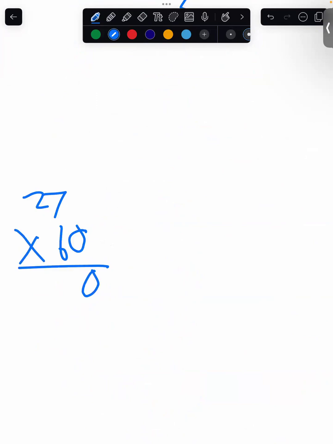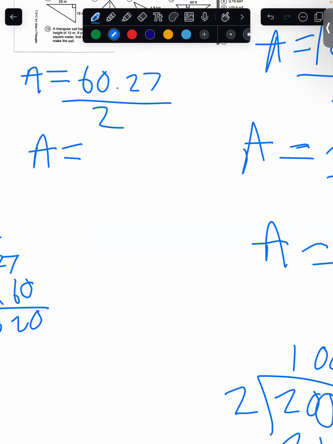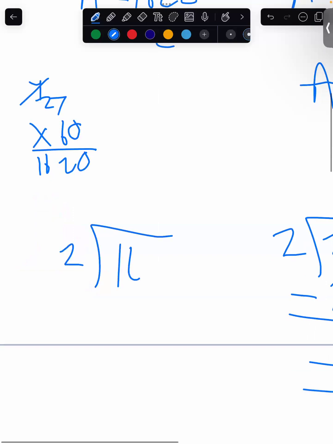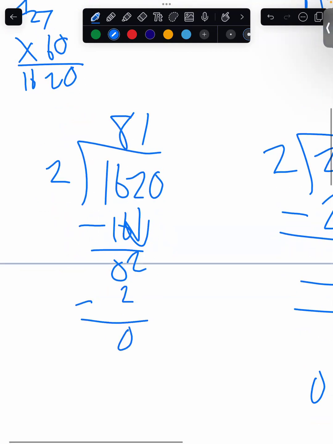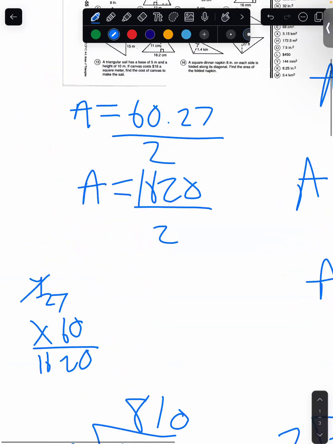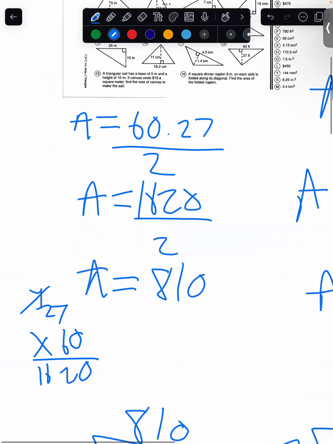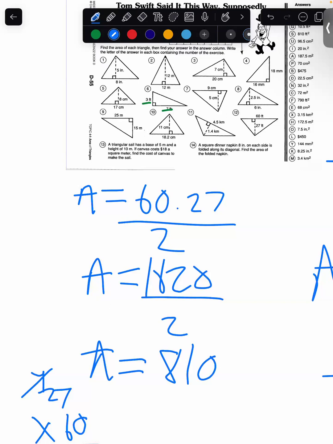So we got 27 times 60. All right, so then I can skip that row. That's 42. That's 12. That's 16. So 16, 20. And we need to divide that by 2. So 2 into 16, 20. 2 times 8 is 16. That's a 0. There's 1. So that's 810. 810, and that is square feet.